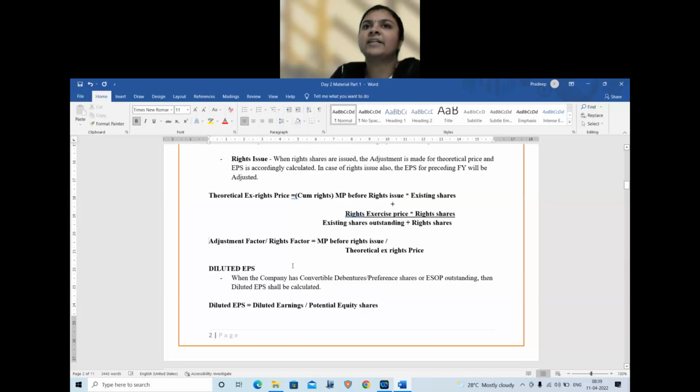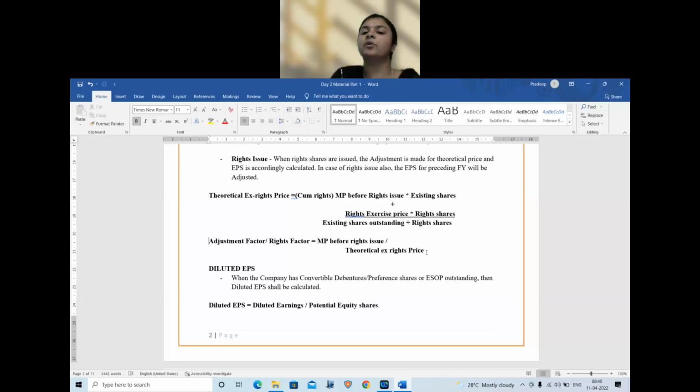So the adjustment factor is going to compare two things: market price and ex-rights price. So market price before the rights issue divided by theoretical ex-rights price. Okay. This will always be greater than 1, because market price will always be more than the ex-rights price. So the value of the adjustment factor will always be greater than 1.